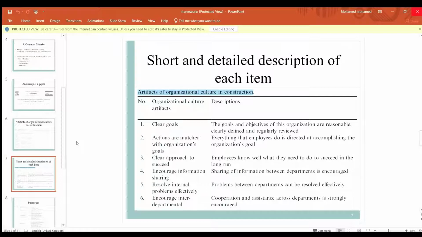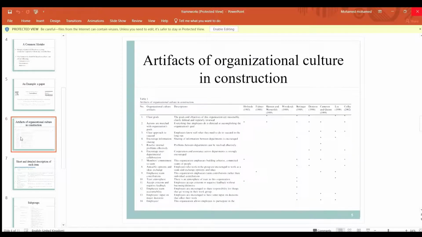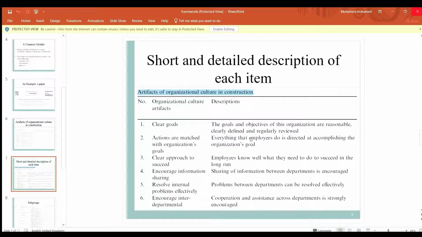This is the description of this item. So you will see that some researchers used that before. 1, 2, 3, 4, 5. 5 studies used this item before. So that means it is a good one. It is a good one to consider.